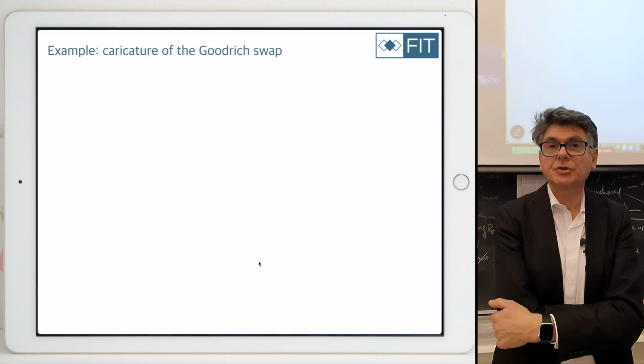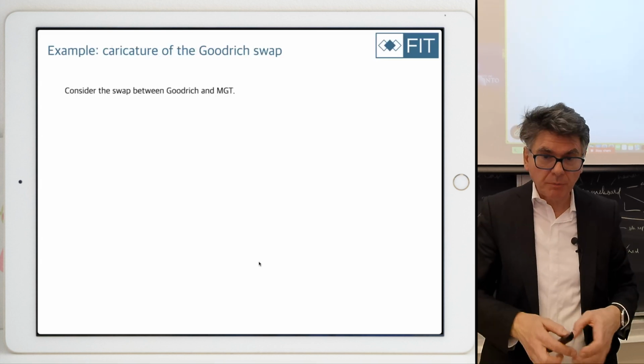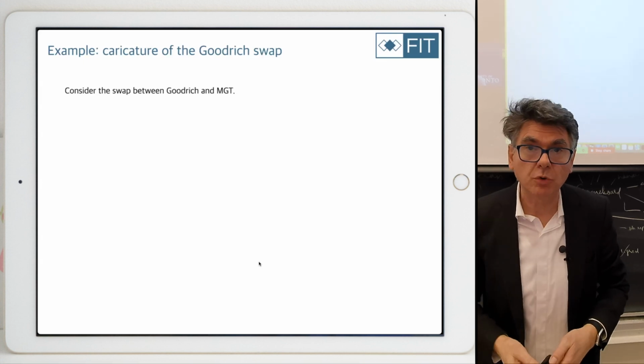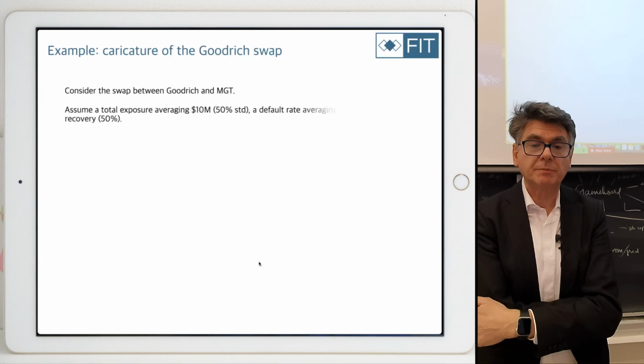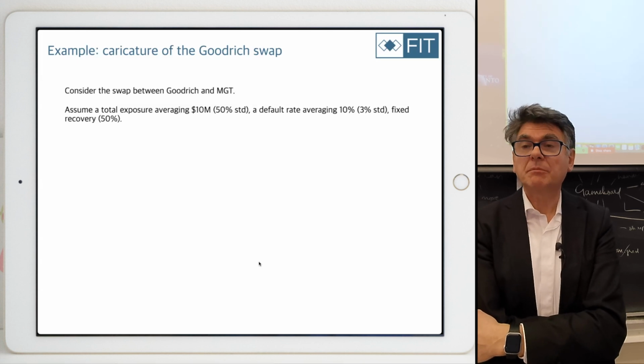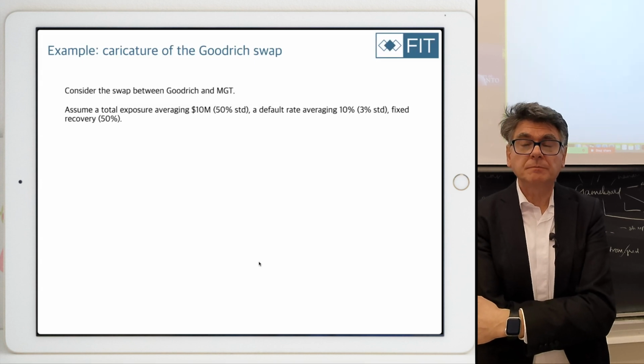The next one is the Goodrich swap. We're going to have a very, very simple description of the Goodrich swap, and this is the swap between Goodrich and the Morgan Guarantee Trust. There was no Rabobank in this part of the swap. We're going to assume a total exposure of $10 million. Again, pick a simple number.